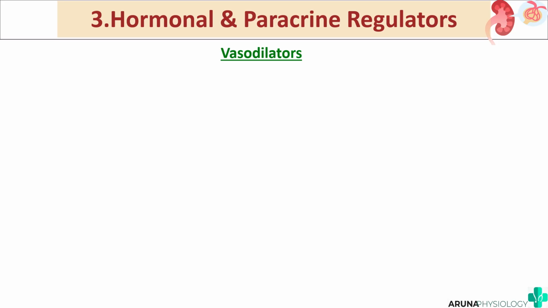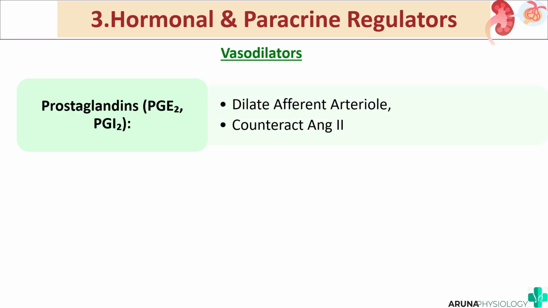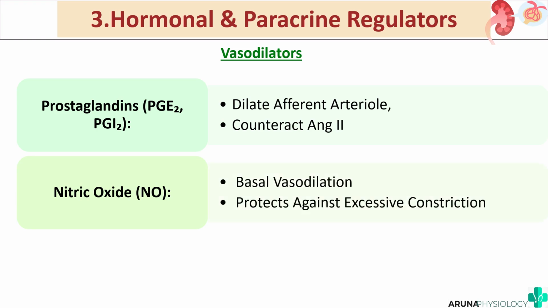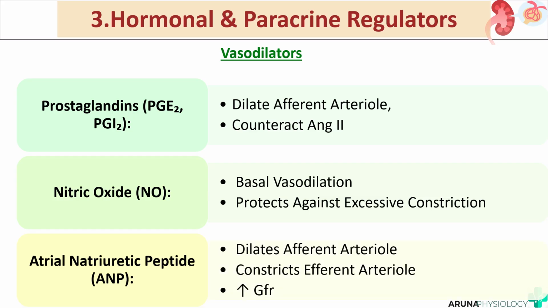What about vasodilators? I think we've already discussed them, right? Prostaglandins are vasodilating; they dilate the afferent arteriole and thereby counteract the effect of angiotensin 2. Then we've seen nitric oxide, which causes basal vasodilation and protects against excessive constriction. And finally, we've got the atrial natriuretic peptide, which dilates the afferent arteriole and constricts the efferent arteriole so that there will be increased GFR. So these are the three important vasodilators: prostaglandins, nitric oxide, as well as atrial natriuretic peptide.